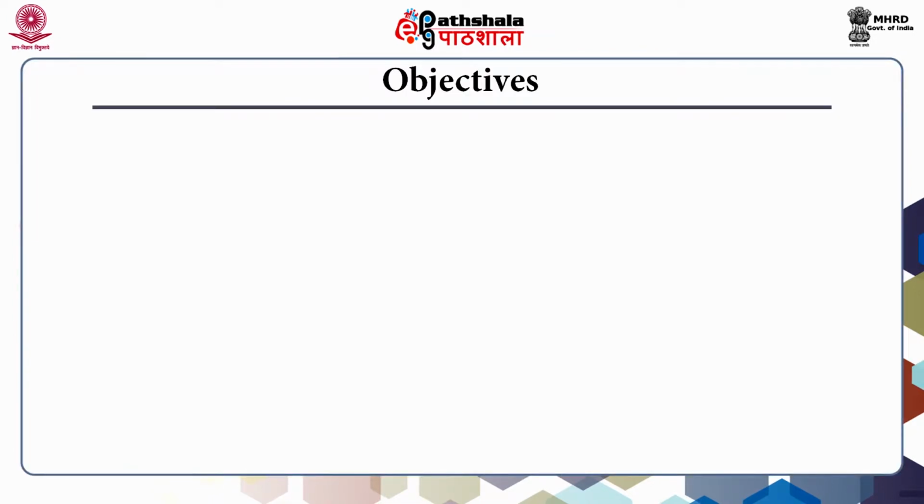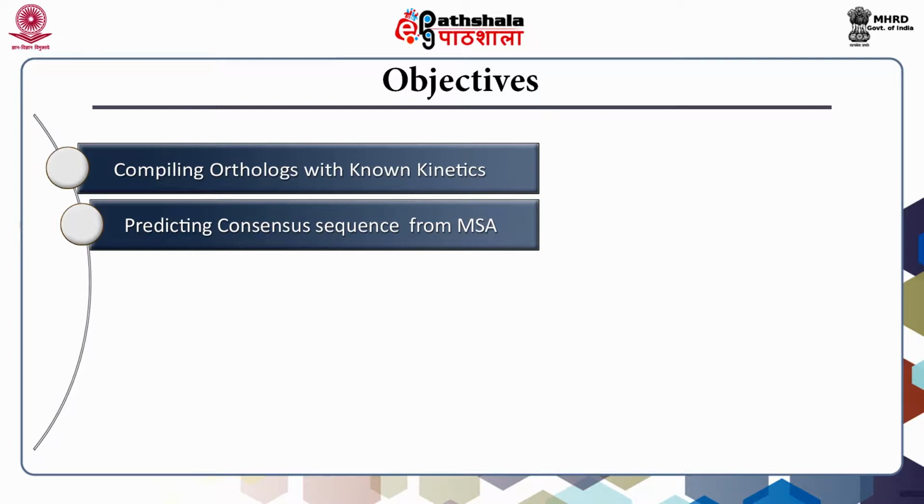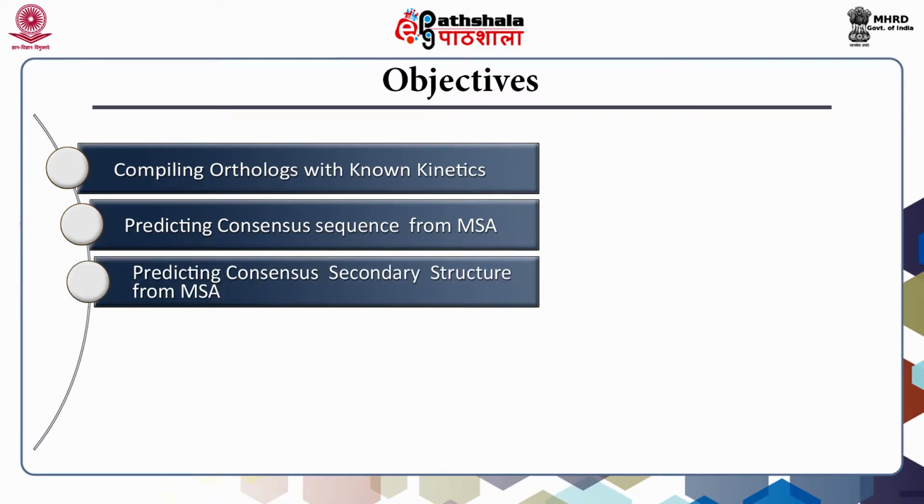Therefore, the learning objectives for understanding evolution of enzymes include compiling a set of orthologous enzymes with known kinetic values such as Km and Kcat. Then we need to predict consensus sequence of the enzyme family, which determines the kinetic parameters of the enzyme. We will also predict the consensus secondary structure, which is mapped onto the predicted consensus sequence for correct folding of the enzyme.